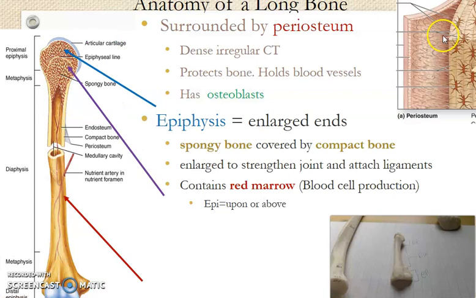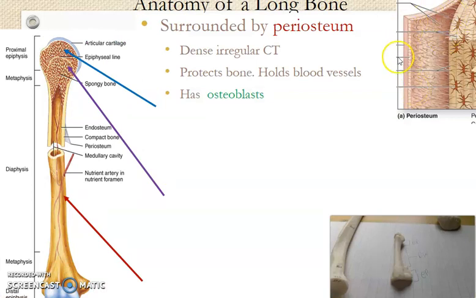So the periosteum is going to surround the long bone. So this would be the periosteum. It's dense, irregular connective tissue. Protects, holds blood vessels, has the osteoblasts, can't forget that.